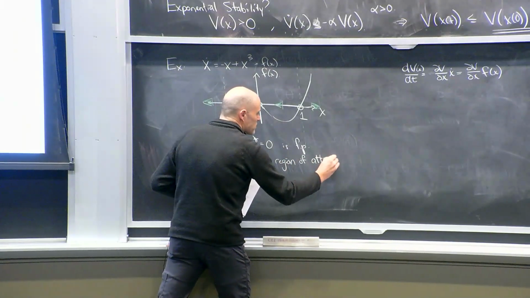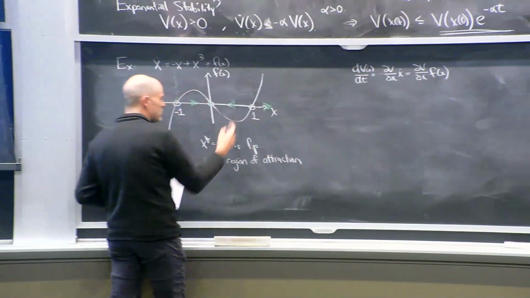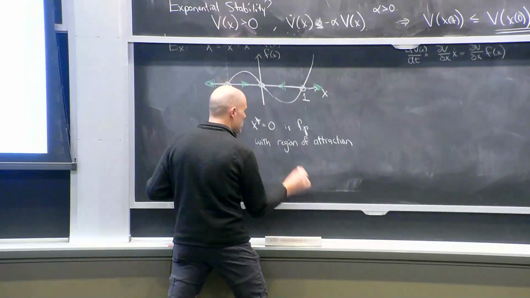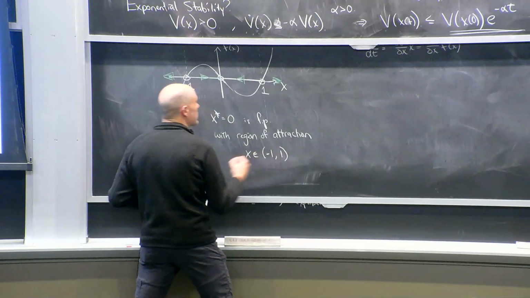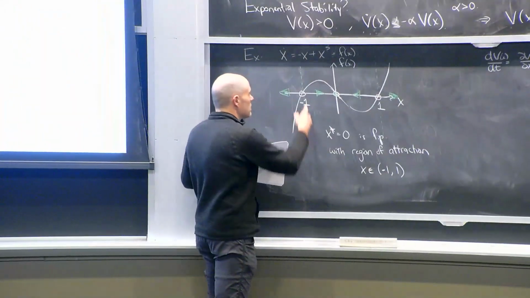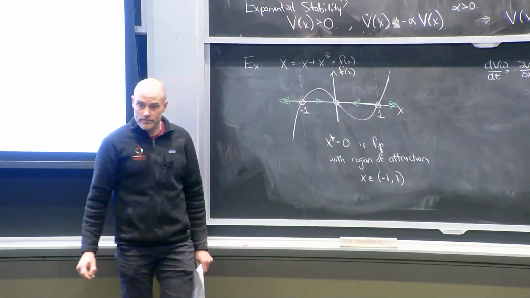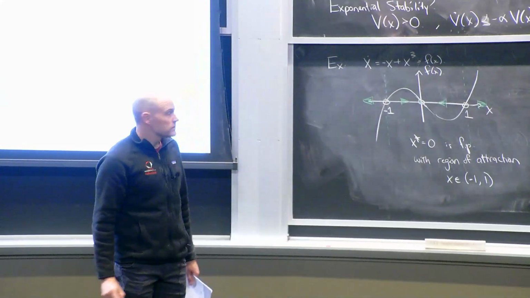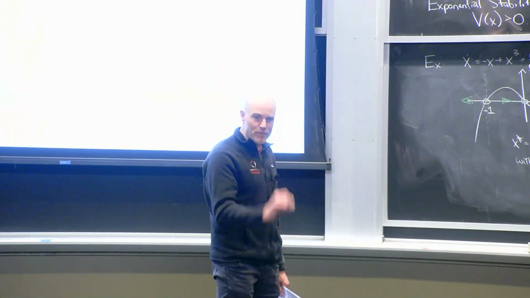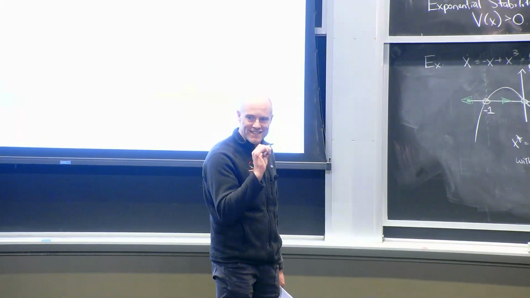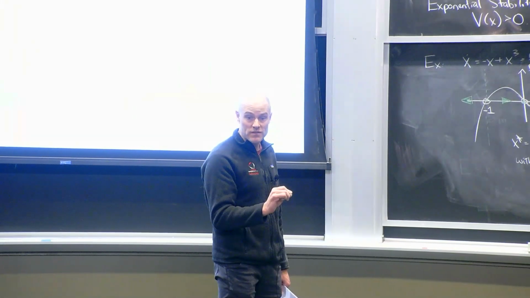Hope you remember the region of attraction idea, right? So all initial conditions that are inside negative 1 and 1 will eventually get to the origin. The cool thing is we can use a Lyapunov analysis to get that region of attraction.